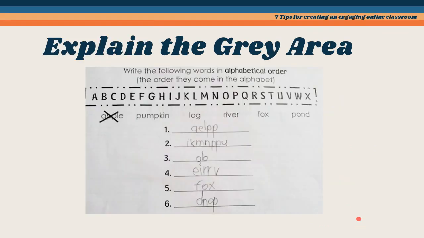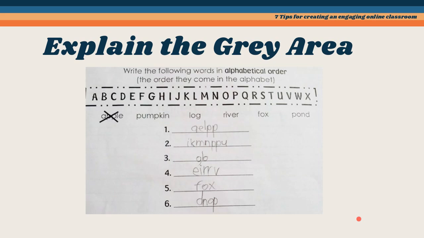What I want to continue with, and you'll see a lot of what we've already discussed will roll into and relate to what we'll get to next. The first thing we want to look at as far as engagement is explaining the gray areas. If you take a look at the slide, it says write the following in alphabetical order. And you can see that one student, maybe an outside-the-box thinker, did exactly what the instructions said. They took each word and wrote the word in alphabetical order.